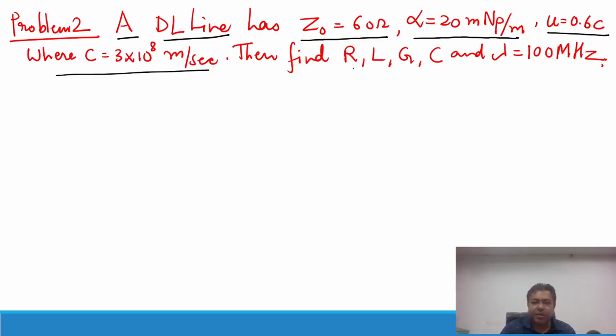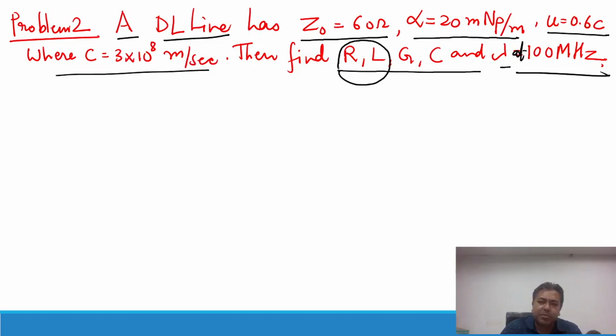And we have to find R, L, G, C and lambda at 100 megahertz. That means the frequency of operation is 100 megahertz, 10 to the power 8 hertz, and we have to calculate the various parameters of the transmission line like resistance, inductance, conductance and capacitance. We know that resistance and inductance make the series impedance, and conductance and capacitance make the shunt admittance of the transmission line. We have to calculate all these four, as well as lambda, the wavelength of the electromagnetic wave which travels in the transmission line, which is basically a medium.